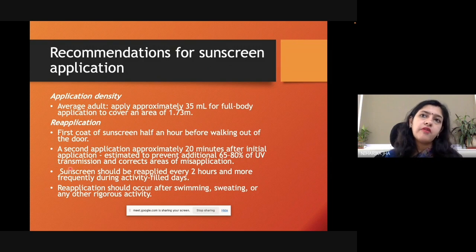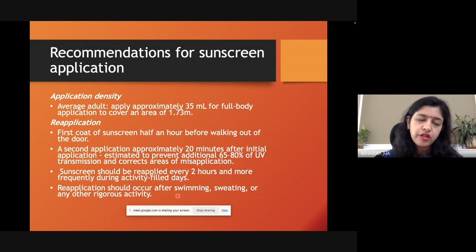For example, when he's sweating a lot, or when the patient is going for swimming. In that case, sunscreen should be applied even more frequently. The application should be done after swimming, sweating, or any other rigorous activity. But if we talk about the real-life scenario, it is very difficult to reapply sunscreen after every 2 hours.